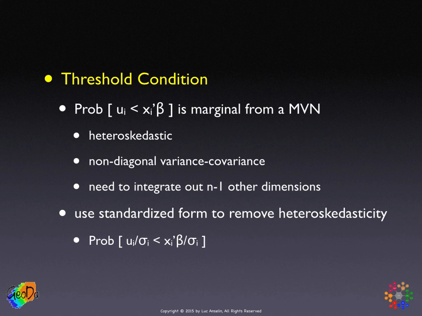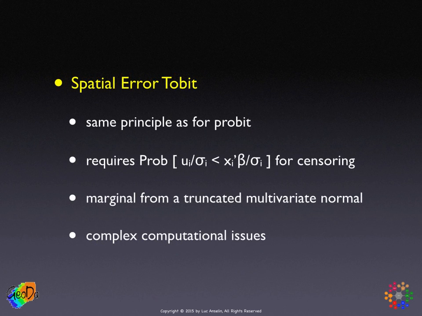The spatial error Tobit, again, is much more complicated than the Probit, but it's the same principle, only now the censoring is applied to the marginal of a multivariate normal distribution. The truncation is also based on the marginal from a multivariate normal that's truncated. We have the complexity of the induced heteroscedasticity, and we have the complexity of the spatial autocorrelation.